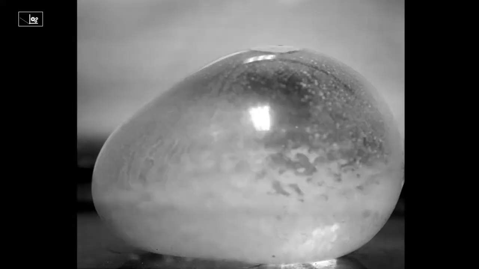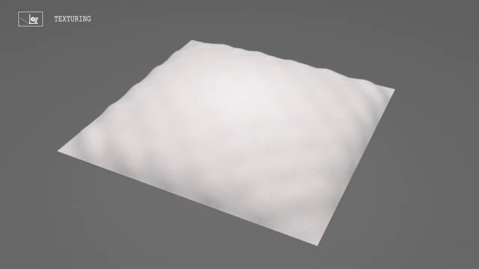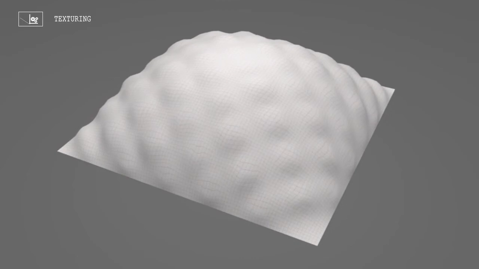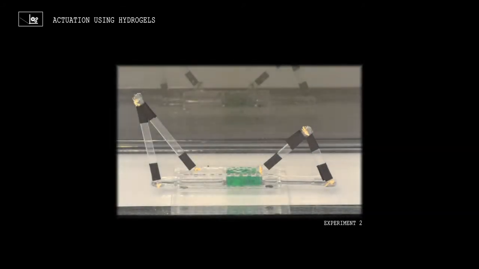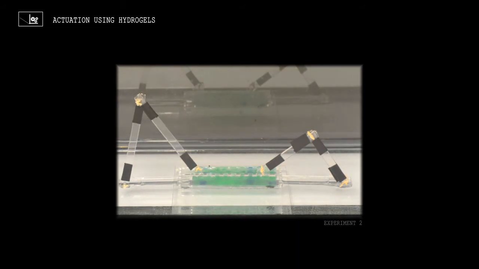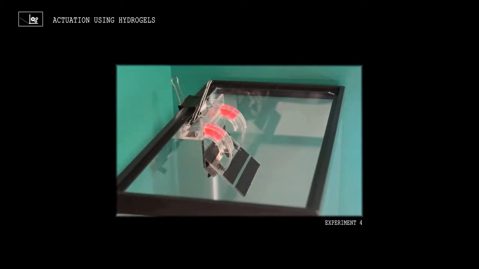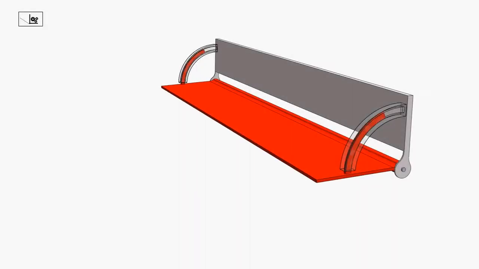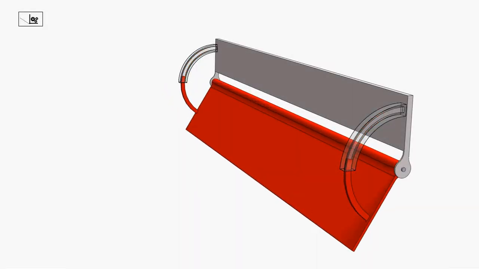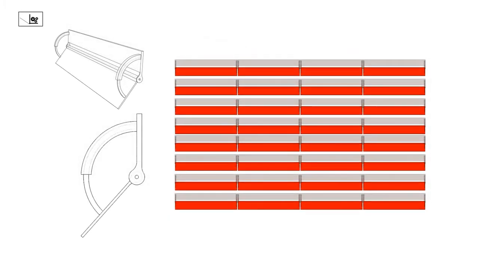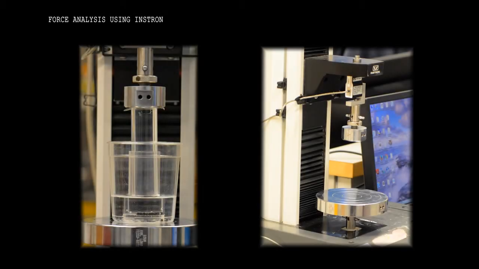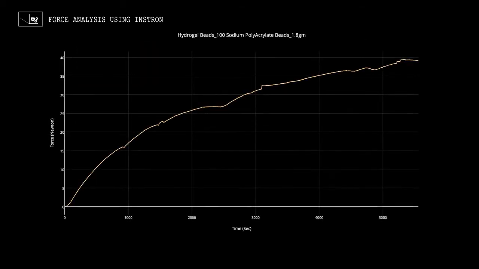Mechanical properties of hydrogel allow the material to be used as an actuator. To quantify the number of hydrogels needed to actuate a mechanism, the compressive force exerted by different types of hydrogels was calculated using the Instron machine.